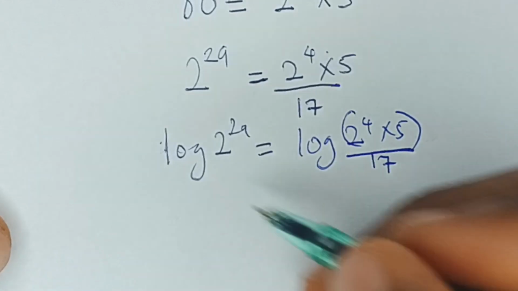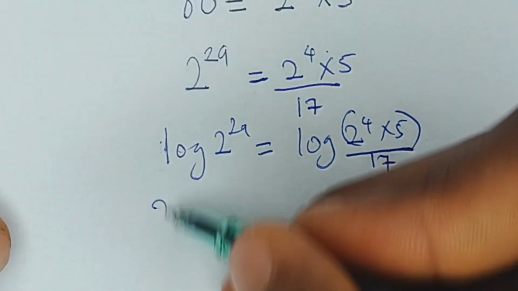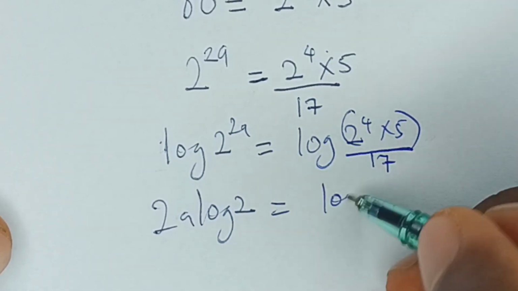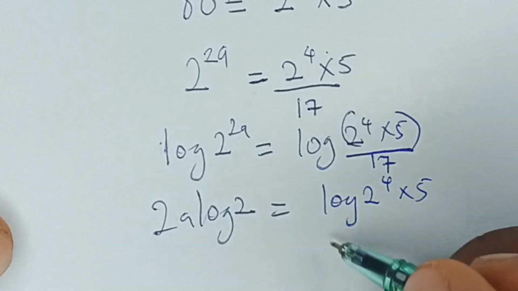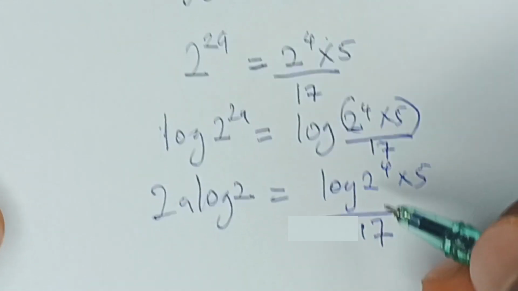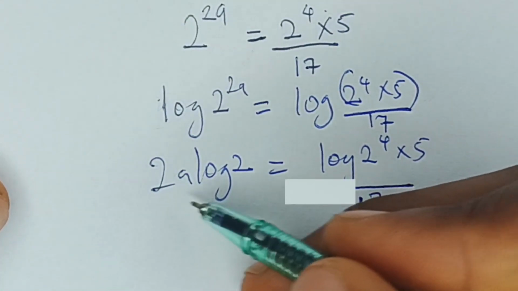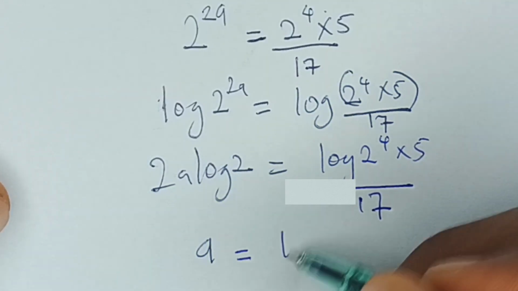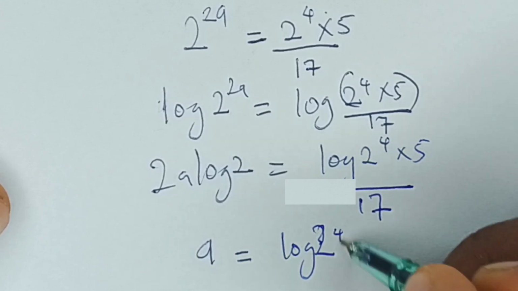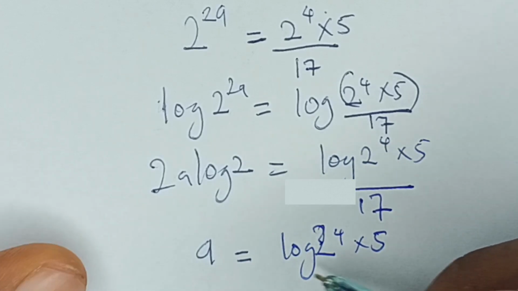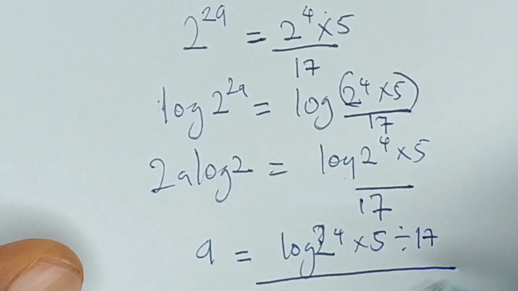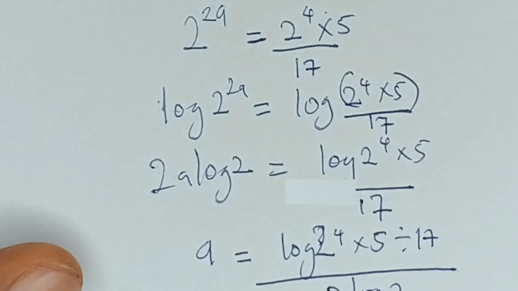Now, this can be rewritten as 2a multiplied by log of 2 to be equal to log of 2 raised to power 4 times 5 over 17. Now, dividing both sides by 2 times log of 2, we have a left here to be equal to log of 2 raised to power 4 times 5, divided by 17, all over 2 times log of 2.